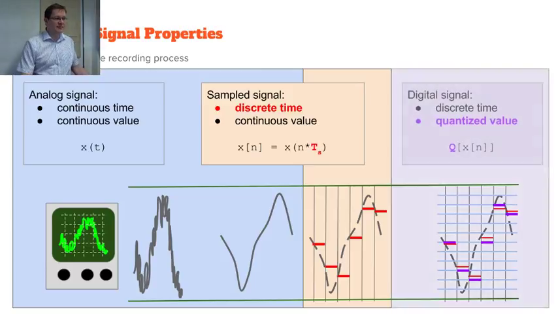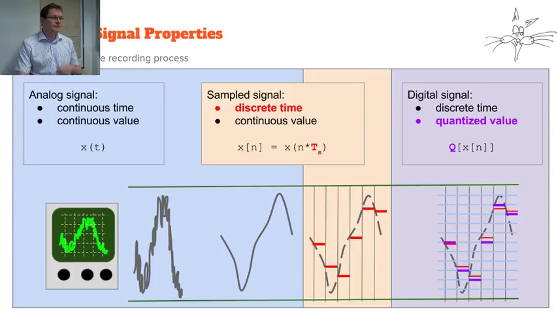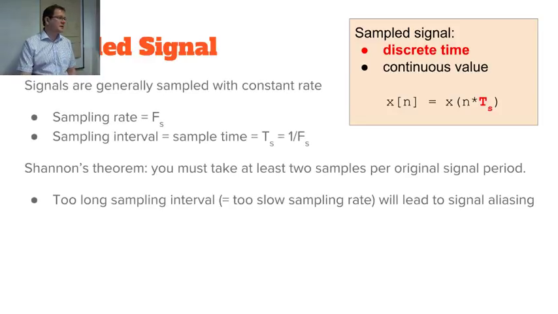So that's the same thing in that kind of blocks. And the final signal is a digital signal which is discrete in time and quantized in value. That also brings us a new noise called quantization noise. Okay, good. Amplification and bias, I'll just go through this quickly.